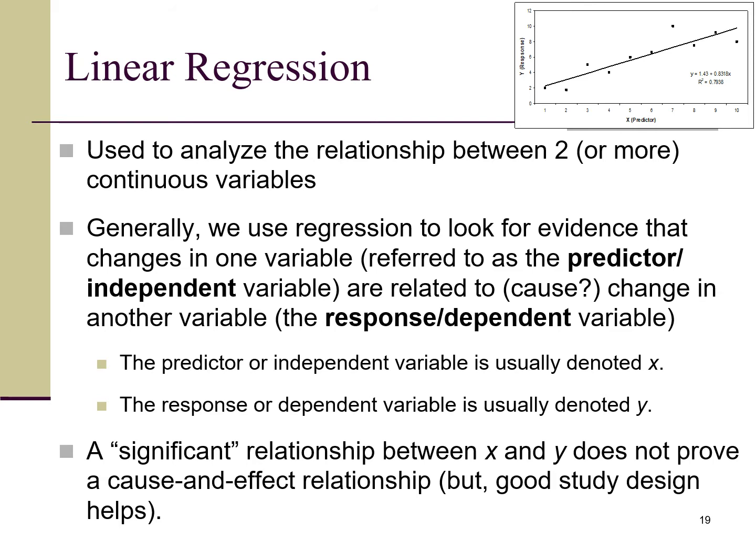So, is change in one variable related to change in another variable? The predictor or independent variable is almost always X, and the response or dependent variable is almost always Y. Again, a significant relationship between X and Y does not prove a cause and effect relationship, but if you have good study design, you can constrain the possible influences on X and Y that would give you a false correlation. And of course, knowing what you're studying helps.